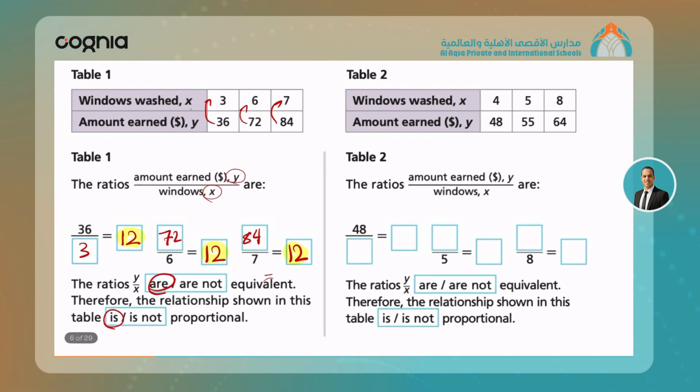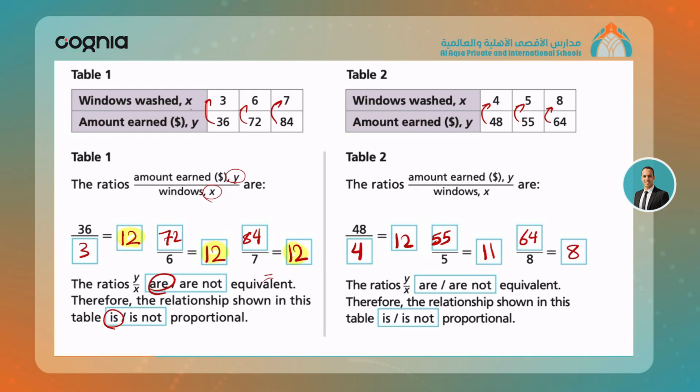Let's look at table 2. Also, with windows and money, x and y, always divide the y by the x. So 48 divided by 4 is equal to 12. Then you will have 55 divided by 5, which is equal to 11. And 64 divided by 8 is equal to 8.